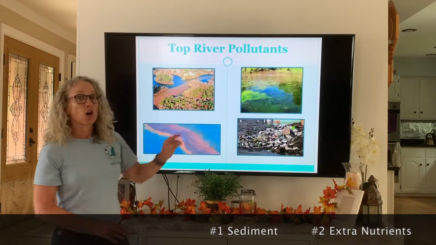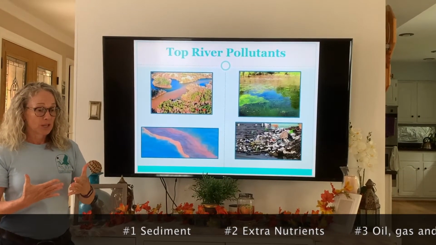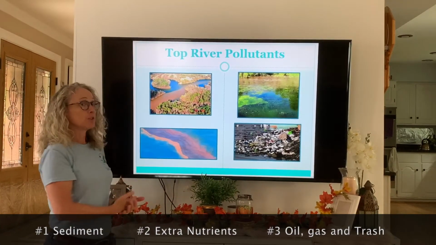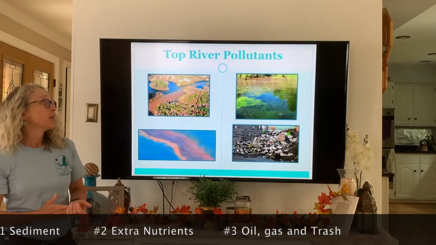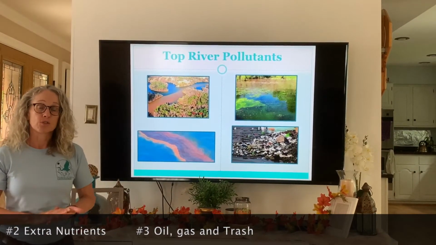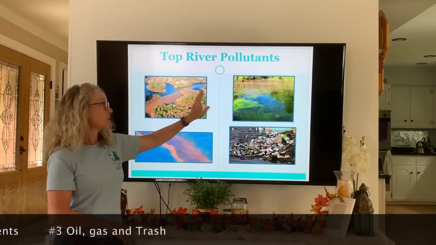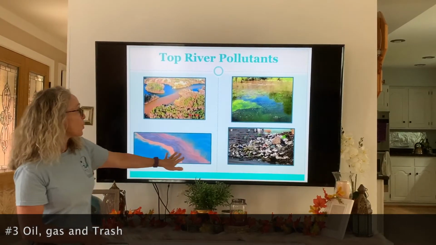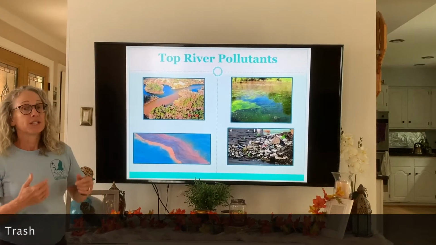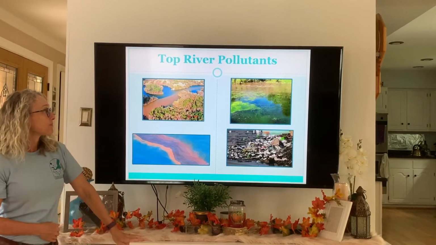Both of these cause low levels of oxygen. Just like animals on the land, we need large amounts of oxygen. The animals that live in the water need large amounts of oxygen too. And so when we have too much sediment and too much nutrients causing low levels of oxygen, that causes a lot of things to die. So this is number one, sediment, number two, extra nutrients, and oil and trash, those tie for number three. Today's challenge has to do with number one, sediment.